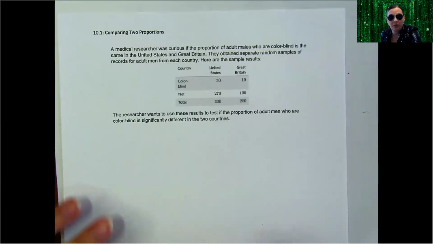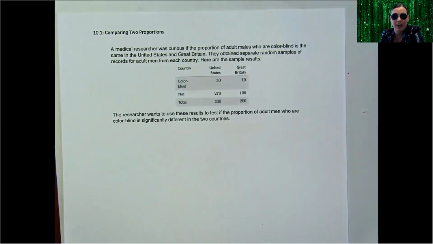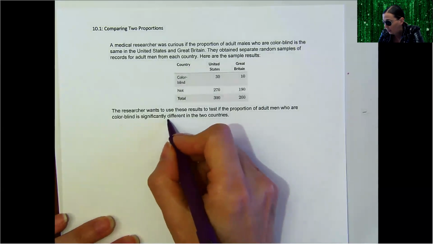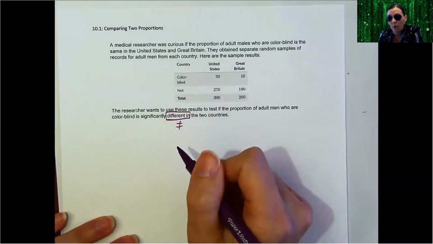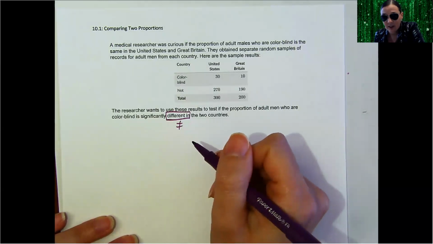A medical researcher was curious if the proportion of adult males who are colorblind is the same in the United States and Great Britain. They obtained separate random samples of records for adult men from each country. Here are the sample results. The researcher wants to use these results to test if the proportion of adult men who are colorblind is significantly different in the two countries. Again, they don't care if one is greater or if one is less. All we want to know is, is there a difference?